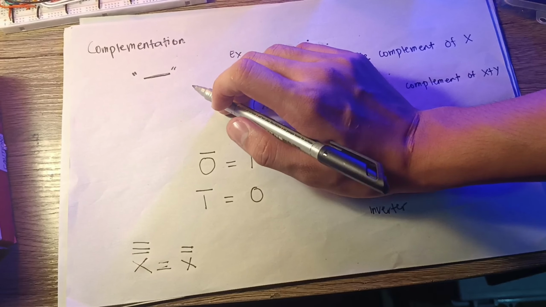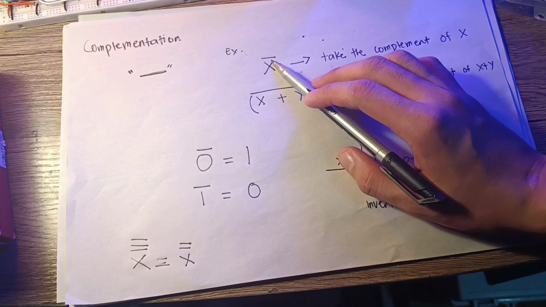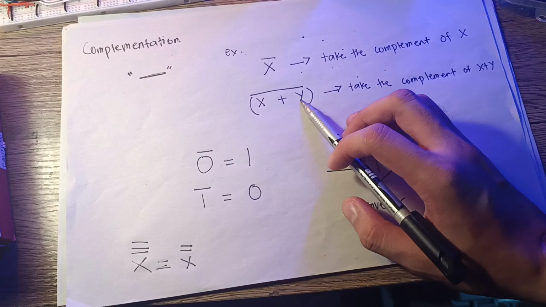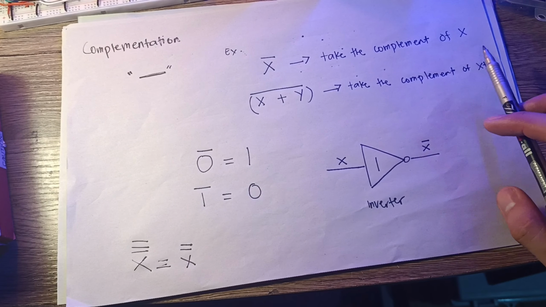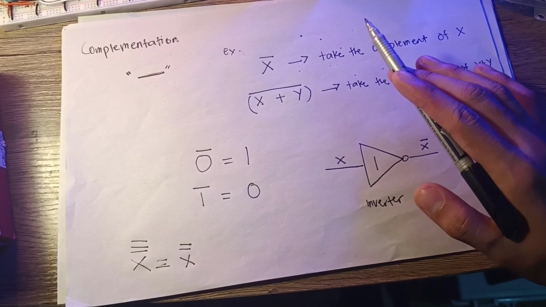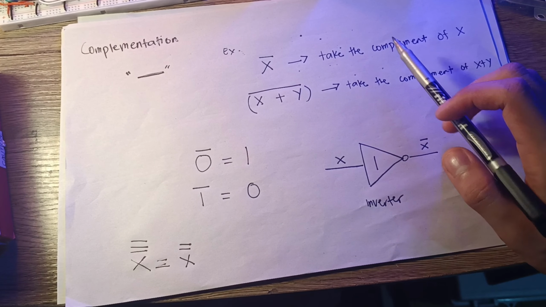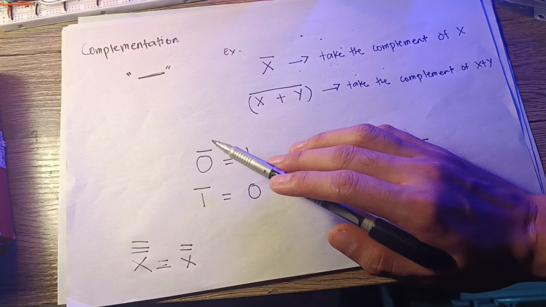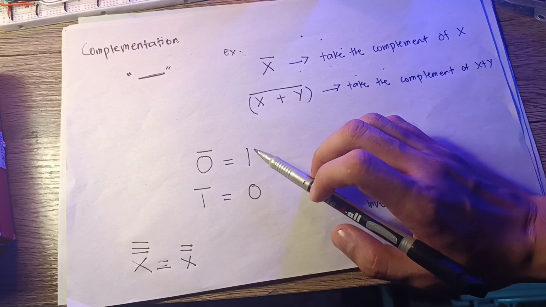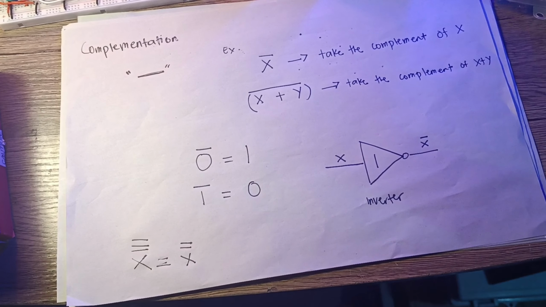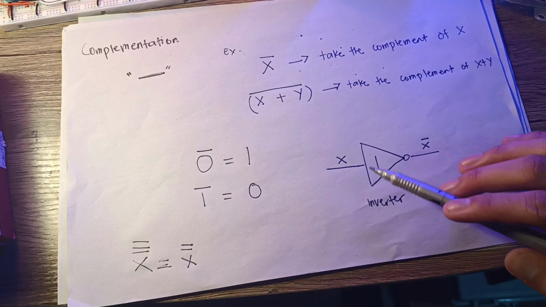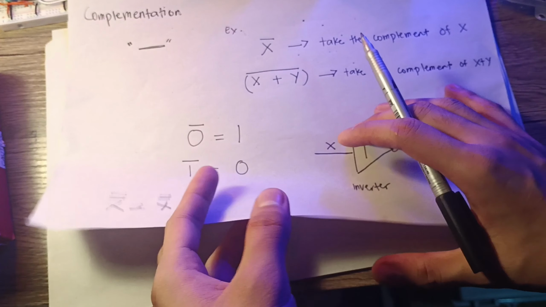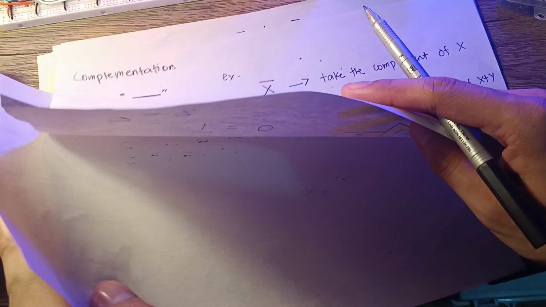It's like a bar. Thus, we write x bar, which means take the complement of x, or another example is x plus y bar, which means take the complement of x plus y. The complement operation can be defined quite simply. The complement of 0 is equal to 1, and the complement of 1 is equal to 0. This is the block diagram, and it's called an inverter. The complement of a value can be taken repeatedly.